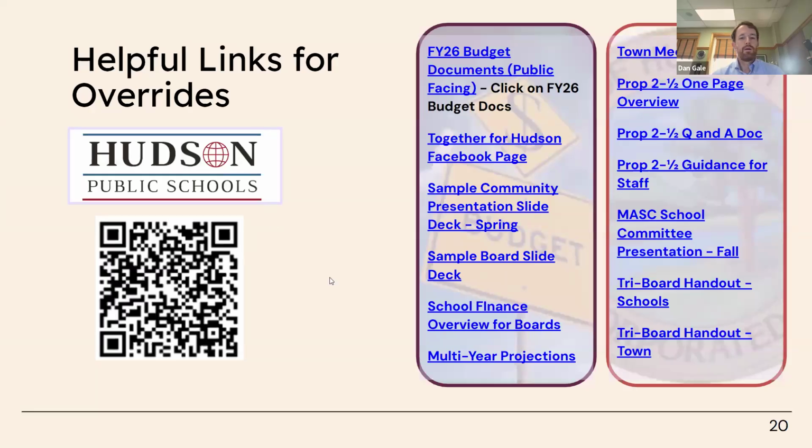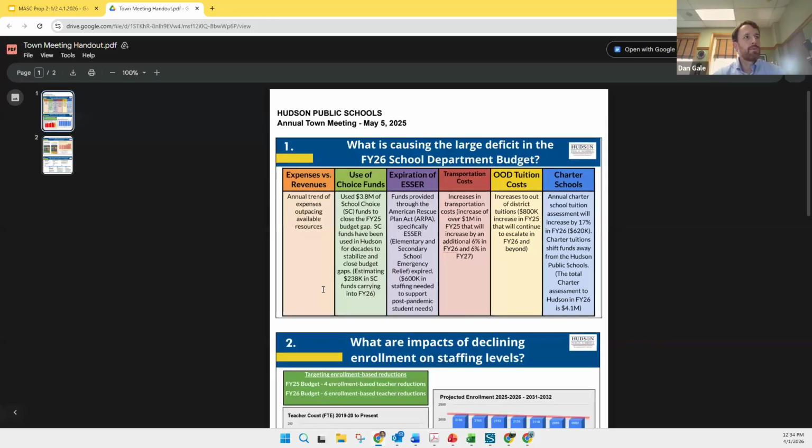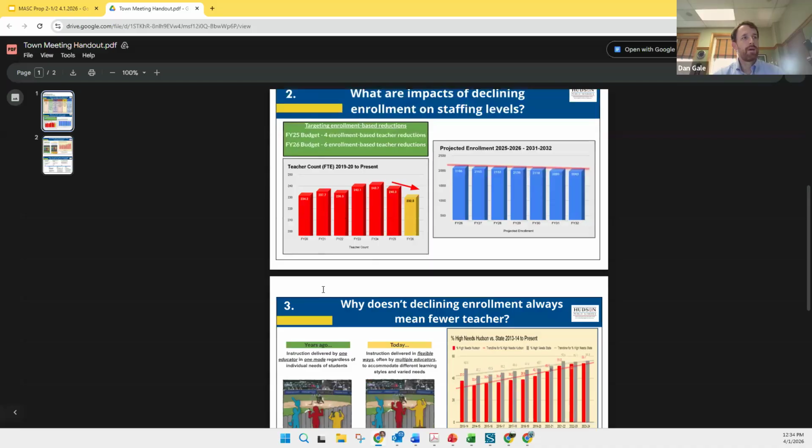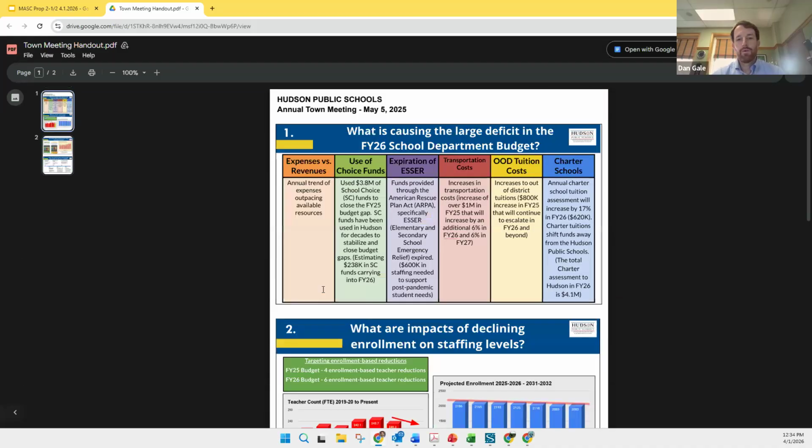This QR code right here, if you want to snap that with your phone, goes to a Google Drive that has all of these links in it, as well as this presentation. I'm just going to click on a couple things to show you. This is the handout that we had at town meeting, just one page front and back, so there was room for four things for us. We decided to do it in the form of questions, like a Q&A. I think that works well for the mindset of people. They usually come in with questions, like why is this happening, and you try to give them the answer.